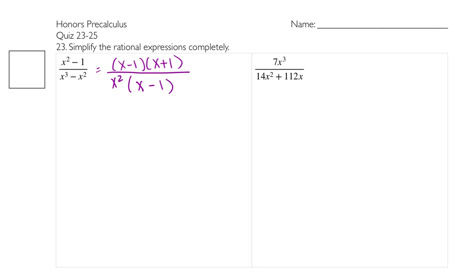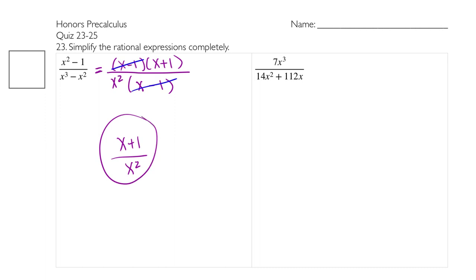So you want to factor, always look for a GCF first. And if you've got a GCF, pull that out. If there's not a GCF and it's a binomial, try perfect squares. If it's a trinomial, try the x box. So our x minus 1s will cancel here, and then I'm just left with x plus 1 on top and x squared on the bottom.